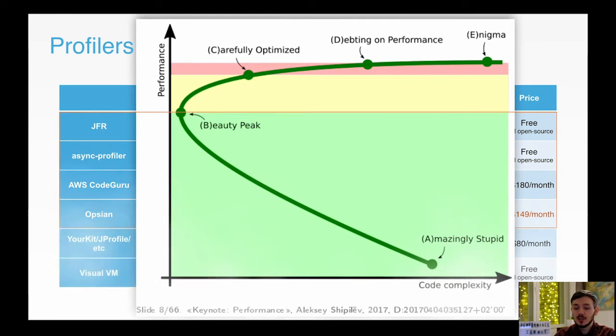So according to Alexey Shipilev's curve of performance, your performance issues are placed in this green zone, which is issues caused by a lack of attention to them. It really doesn't matter which profiler you will be using, so pick any from this list, it will help you a lot. But why JFR at the end?